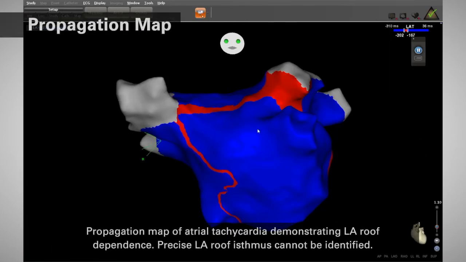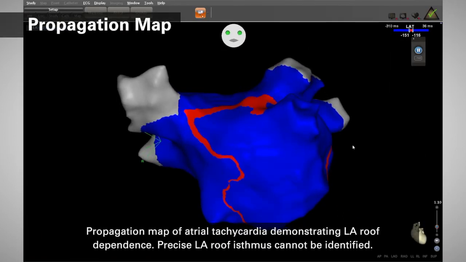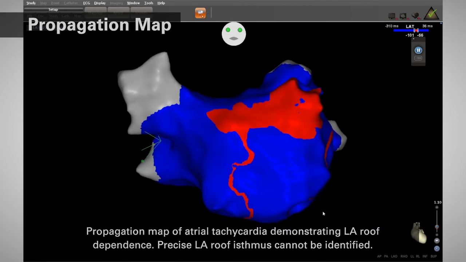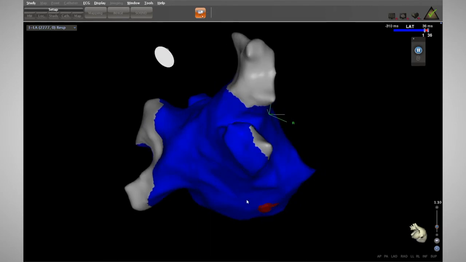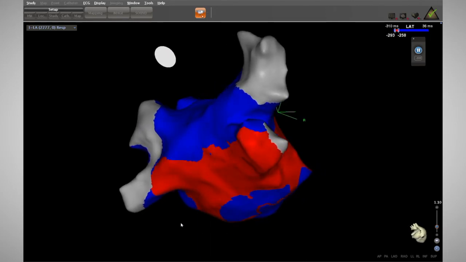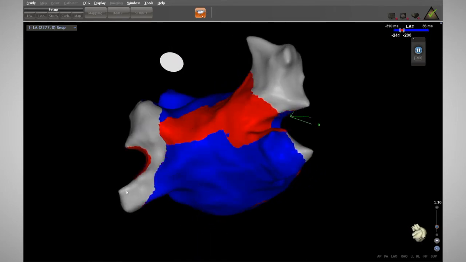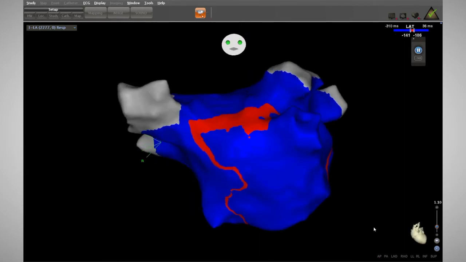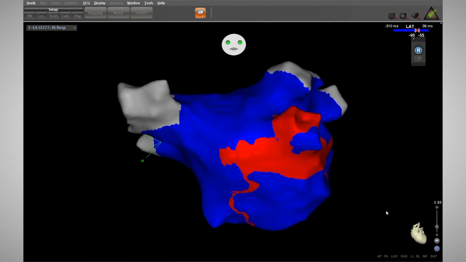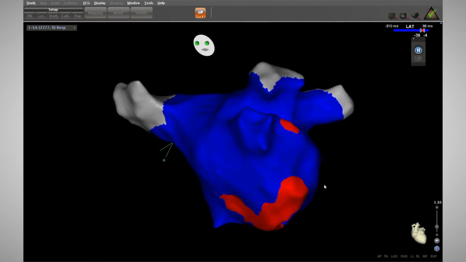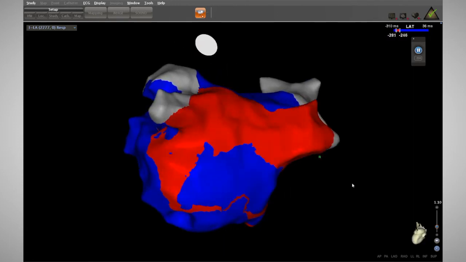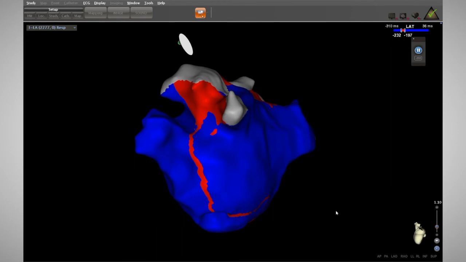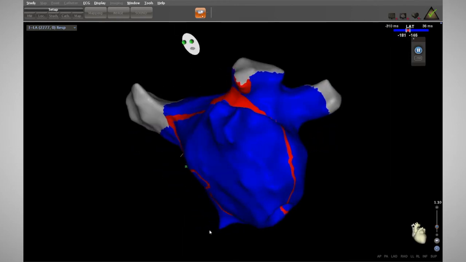The propagation map is now displayed here, and this once again is supporting conduction across high to low. We're moving across the posterior left atrium from low to high, and it is crossing the left atrial roof. This is consistent with the left atrial roof-dependent macro reentrant flutter. Now, examining the propagation, we can see that it suggests that activation is broadly across the left atrial roof without any critical isthmus. Based on this, we would be contemplating an ablation line across the entire left atrial roof, and this would be the standard practice.